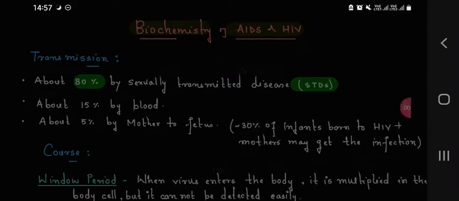Biochemistry of AIDS and HIV transmission: about 80% by sexually transmitted diseases (STDs), about 15% by blood, about 5% by mother to fetus. Approximately 30% of infants born to HIV mothers may get the infection.